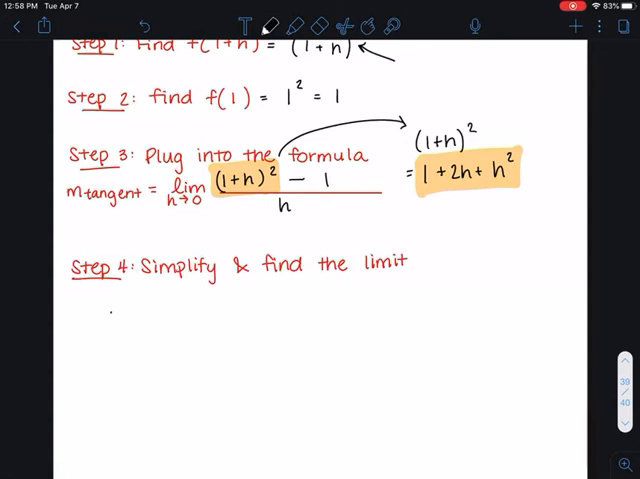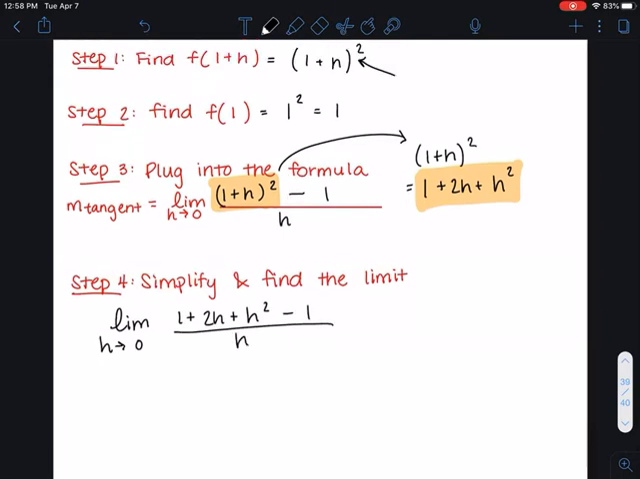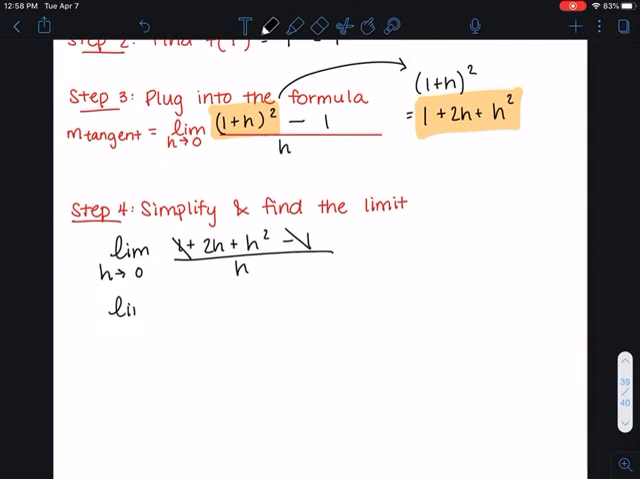So these two highlighted portions here are equal. So now I'm going to replace that into my formula. So I'm going to do the limit as h goes to 0 for 1 plus 2h plus h squared. I'm going to plug in the rest of it now, minus 1 over h. Notice how my 1 minus 1 will cancel. So now I have the limit as h goes to 0 of 2h plus h squared over h.